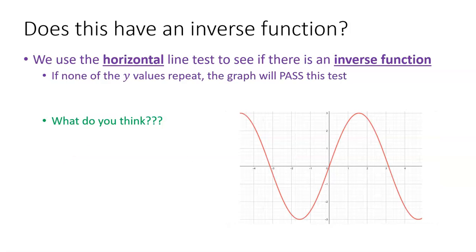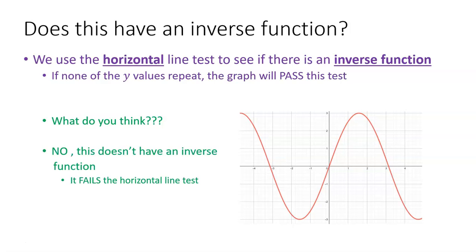Look at this nifty graph. It is a function, but does it have an inverse function? In other words, does it pass or fail the horizontal line test? It doesn't have an inverse function. It fails the horizontal line test.